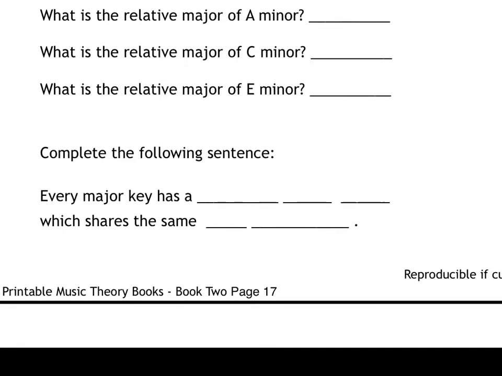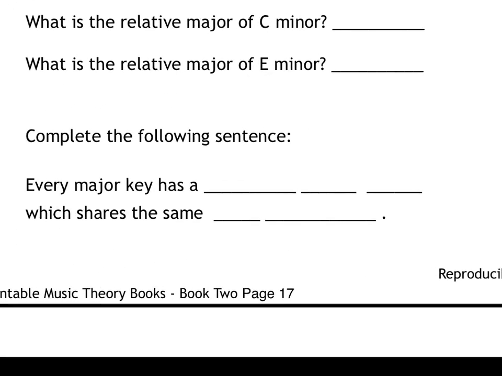The question down here says, complete the following sentence. Every major key has a what? It has a relative minor. I know they don't give you much space to write these words. Relative minor key. And it shares the same, what's common between them? The key signature. They have the exact same sequence of notes, they just have a different starting note.